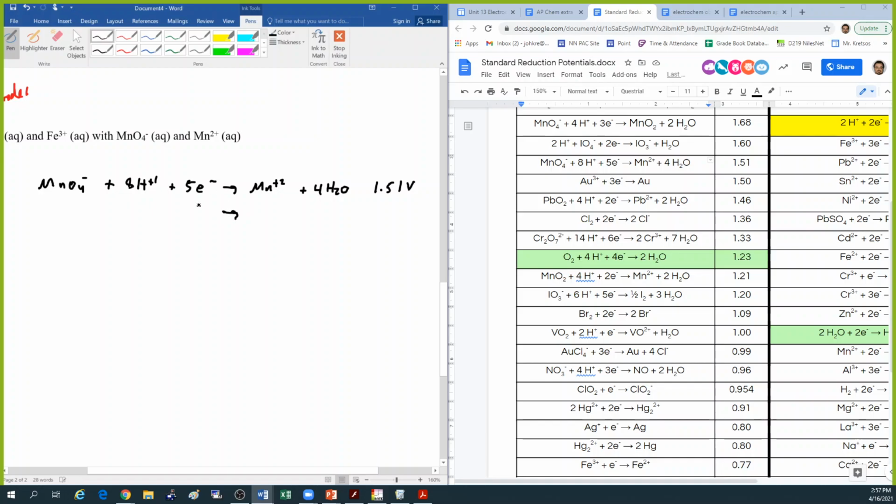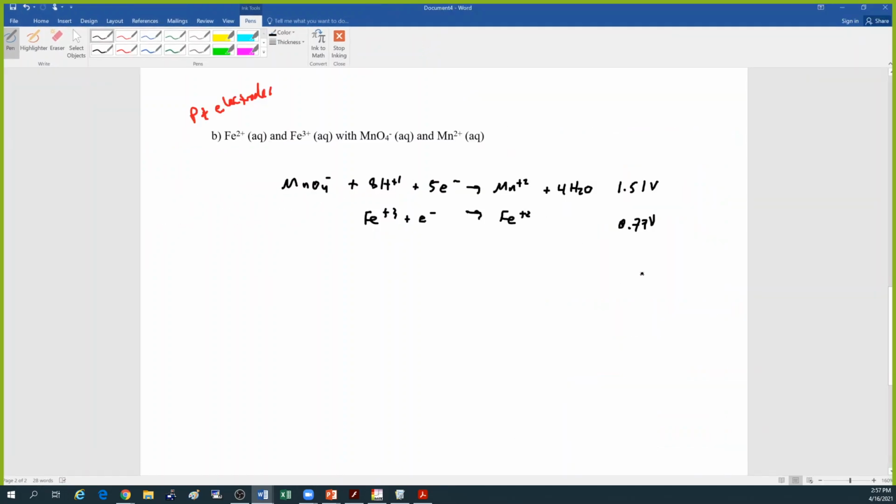And the other one I'm just going to copy, iron 3 plus electron makes iron 2, 0.77 volts. I think that's all we need from there so we can move into this mode. Which one is going to be reduced? First or second? First. Yeah, so this is our reduction again. This is our oxidation. So again, we can kind of zip through a few of these things pretty quick.